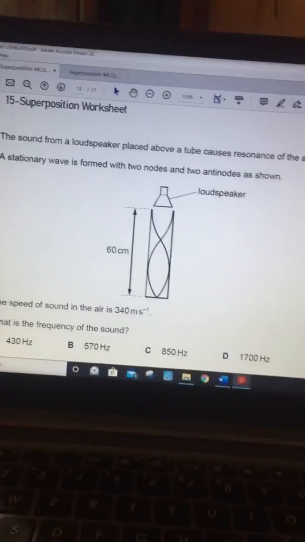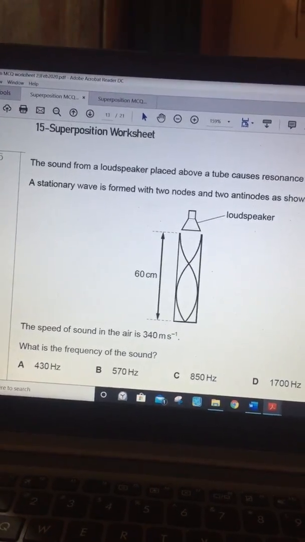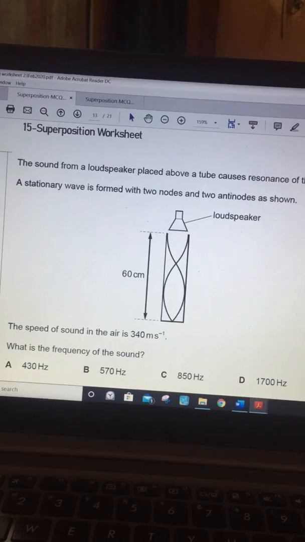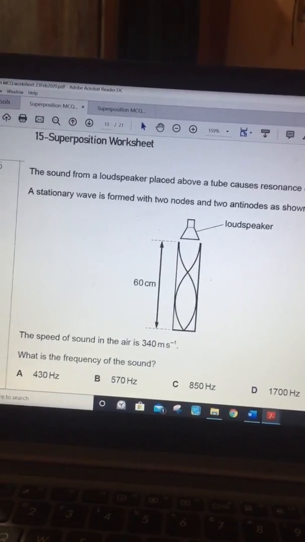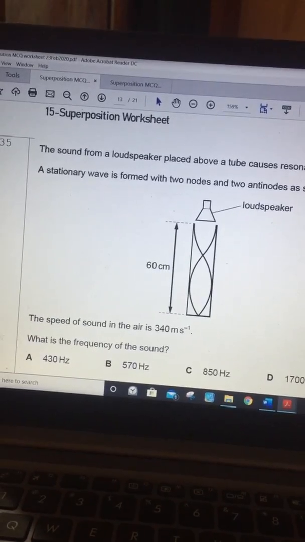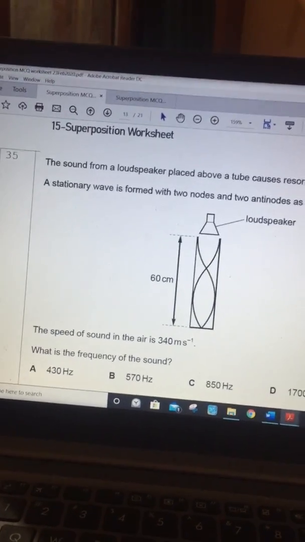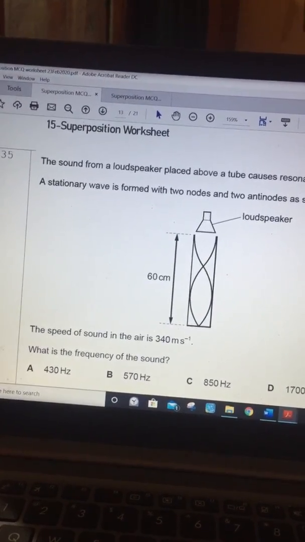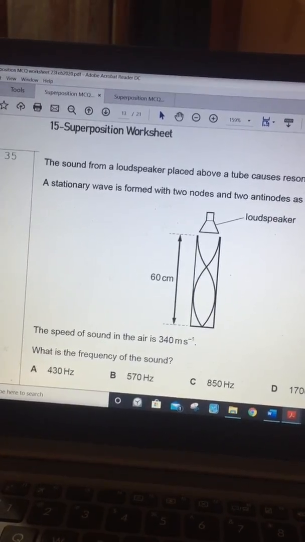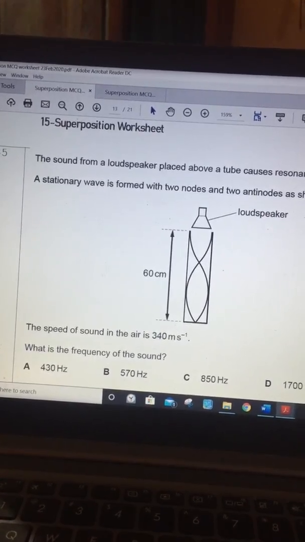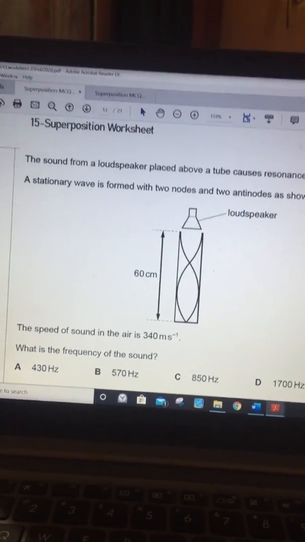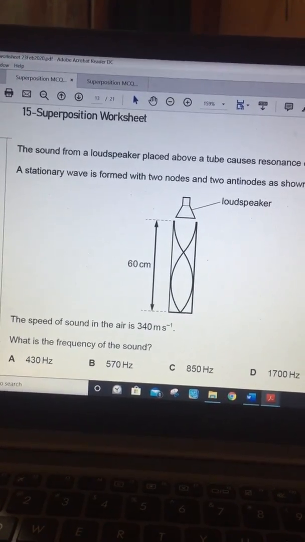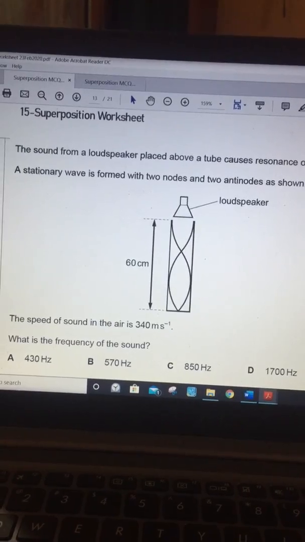And if you look at the 4 answers given, there is 430, 570, 850, 1700. So only one answer is starting with 4, that is answer A. So straight away I can put answer A. Or else you can use the calculator and divide 340 by 80 times 10 to the minus 2, and it will give you again 430 hertz finally.